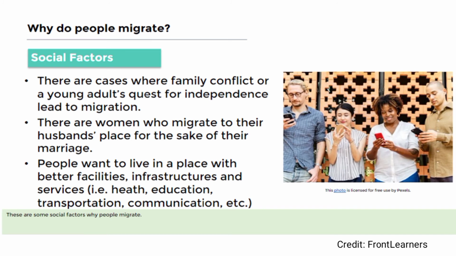Social factors. There are cases where family conflict or a young adult's quest for independence lead to migration. There are women who migrate to their husband's place for the sake of their marriage. People want to live in a place with better facilities, infrastructures, and services. Examples: health, education, transportation, communication, etc.